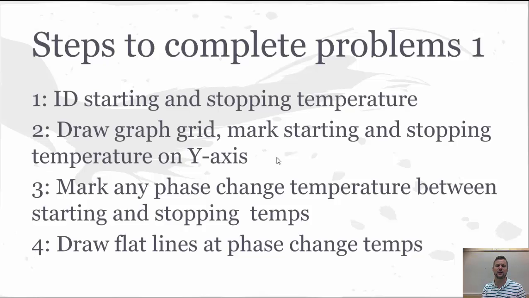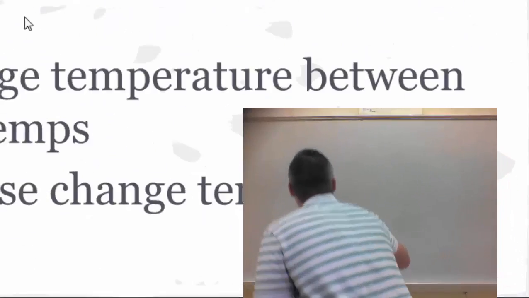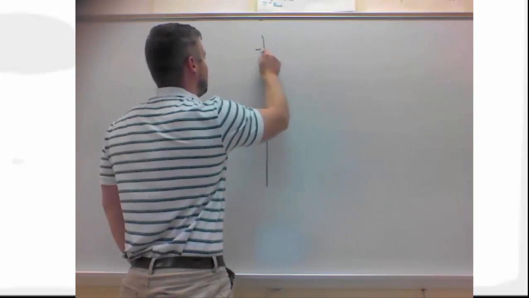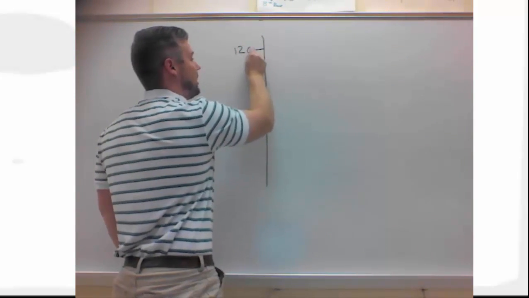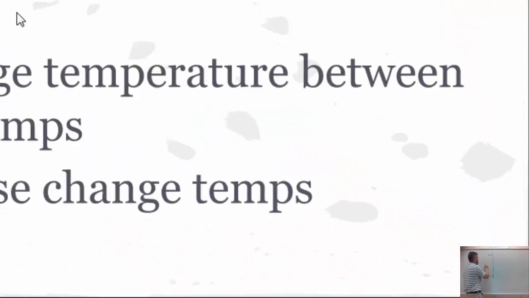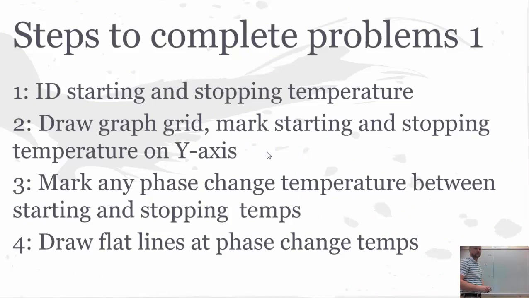Then our second step is going to be to draw a graph, and we're going to mark the starting and stopping points on the y-axis. So that's going to look something like this. Stopping at 120, starting at negative 10. And this is in degrees C.